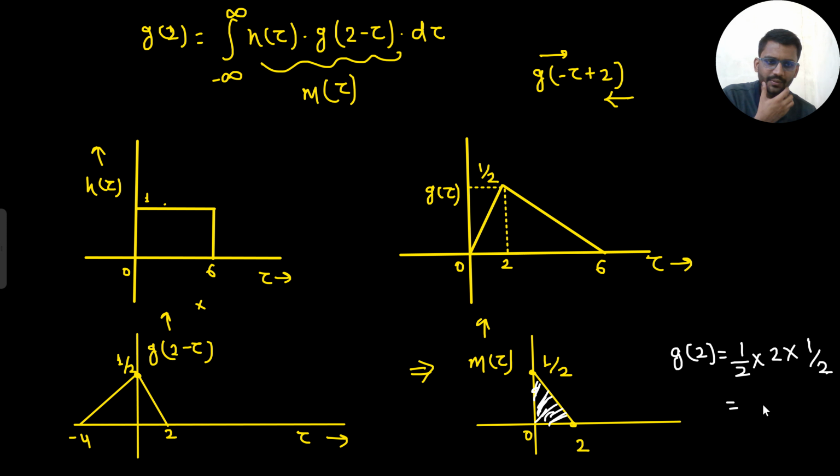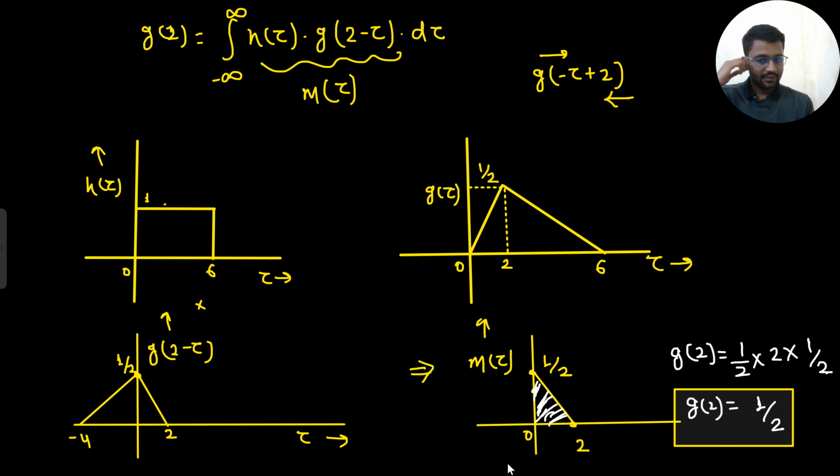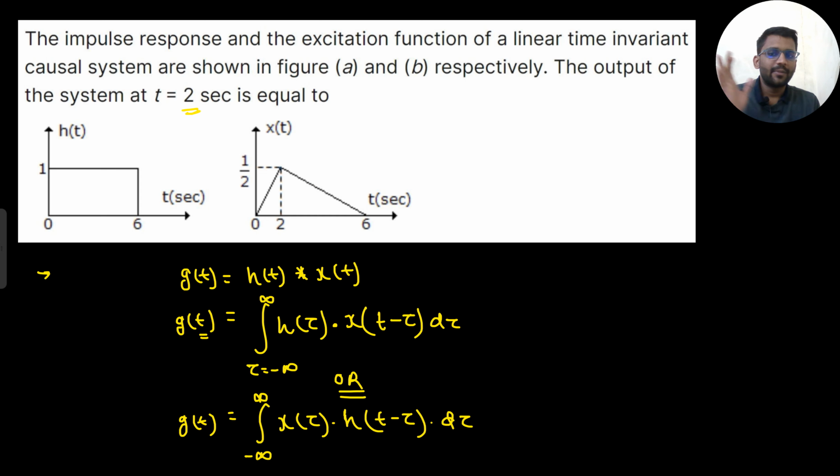Is there something wrong that I did? No. So my final answer is 1 by 2. So that's it. Are you getting my point? So these kind of question will take less than 1 minute if these kind of question comes in exam. What you will do? You just saw 2 seconds there.